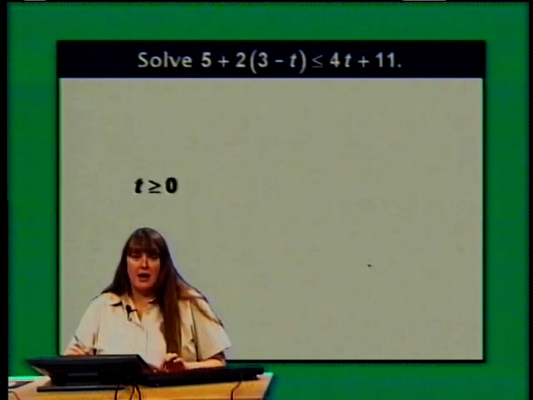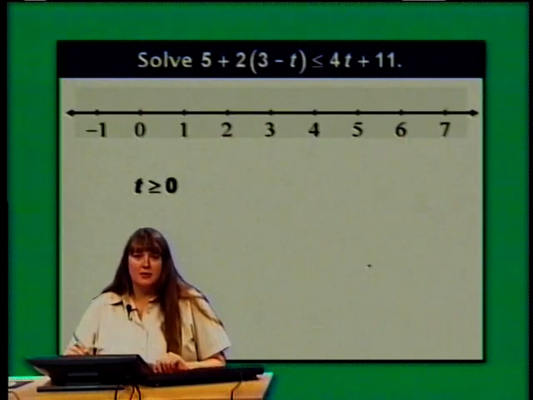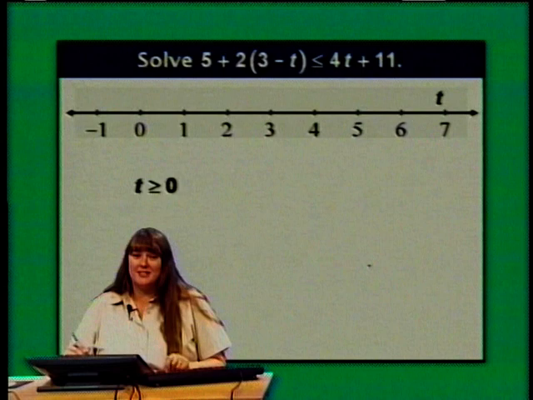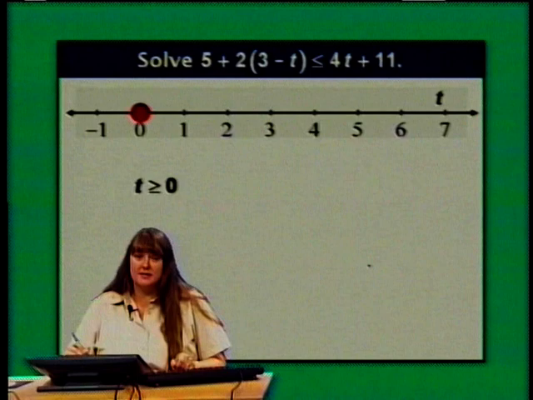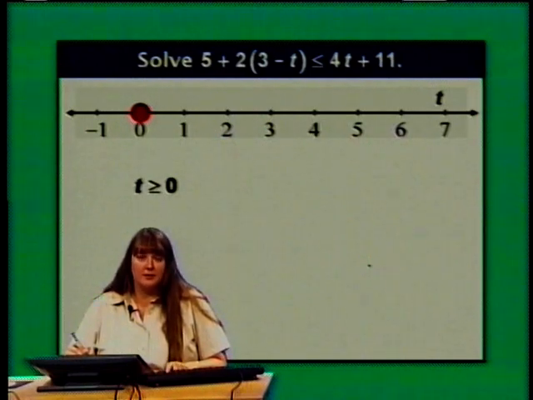Let's go ahead and graph the solution set for t is greater than or equal to 0. So I start with a number line. This time it's a t number line. My endpoint is 0. T is greater than or equal to 0, so the endpoint is included. I need a solid circle at 0. T is greater than or equal to 0 means t is 0 or t lies to the right of 0. So I'm going to draw a line to the right of 0 and an arrow at the end indicating these solutions go on forever.